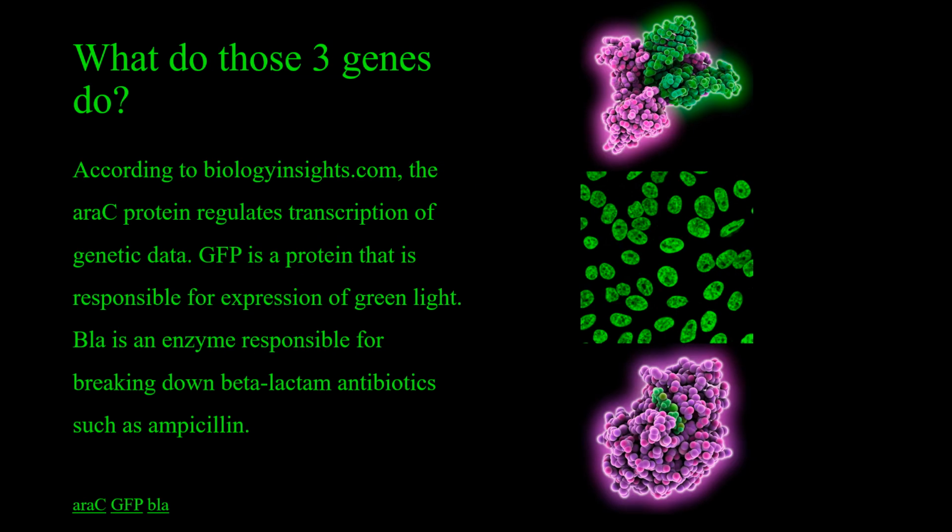What do those three genes do? According to BiologyInsights.com, the araC protein regulates transcription of genetic data. GFP is a protein that is responsible for expression of green light. BLA is an enzyme responsible for breaking down beta-lactam antibiotics such as ampicillin.